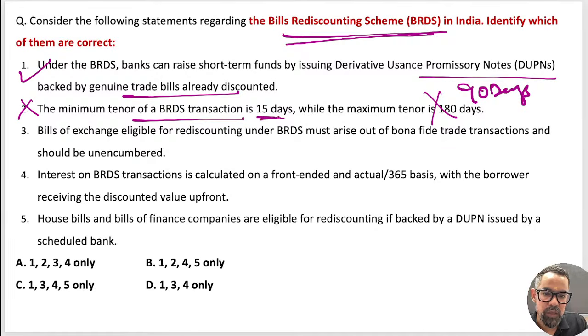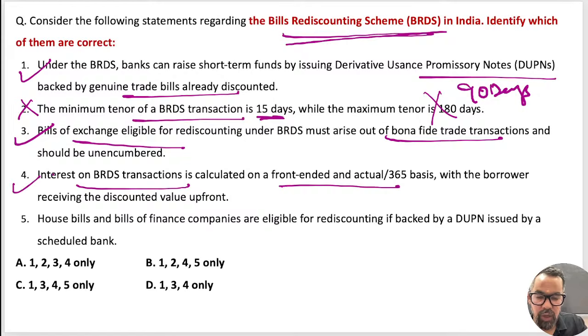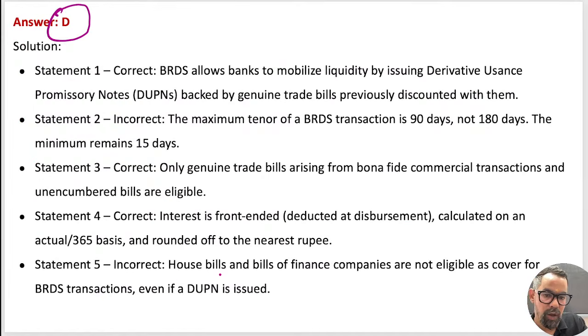Now we will check this. The bill of exchange eligible for rediscounting under BRDS may arise out of bona fide trade transactions and should be unencumbered. True. Interest on BRDS is on a front end basis, 365 day count convention. The next one we have: house bill and bill of finance are ineligible for this particular one. So 134 means option D should be the right answer. This is house bill and bill of finance. They are strictly prohibited from this market itself, right?